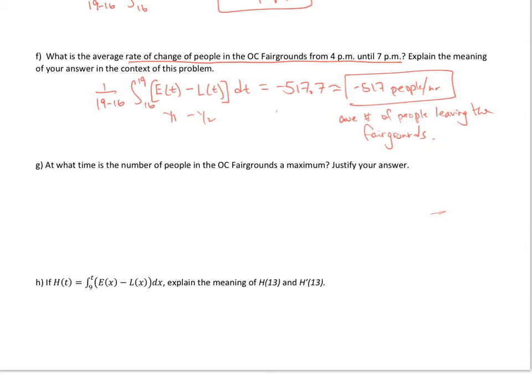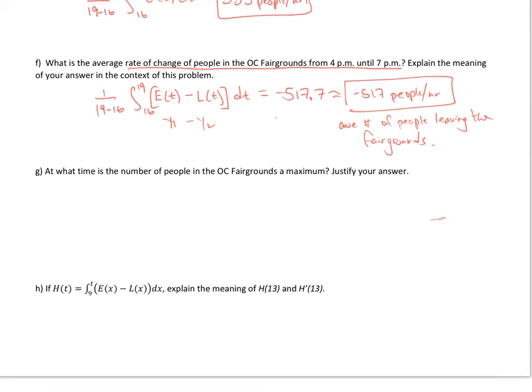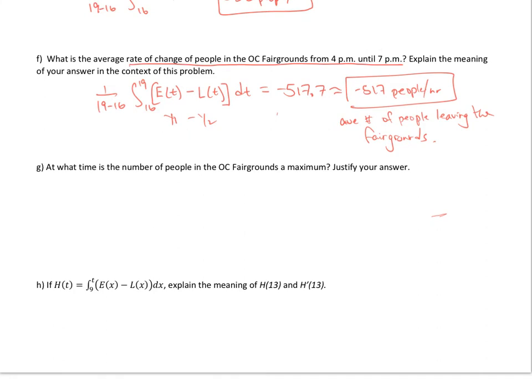And we can also test it at 11 p.m. So here's what we're going to do. We're going to take our E of t minus the L of t and set this equal to 0, because these are our rates. And here we will end up with a certain time when we set this equal to 0.